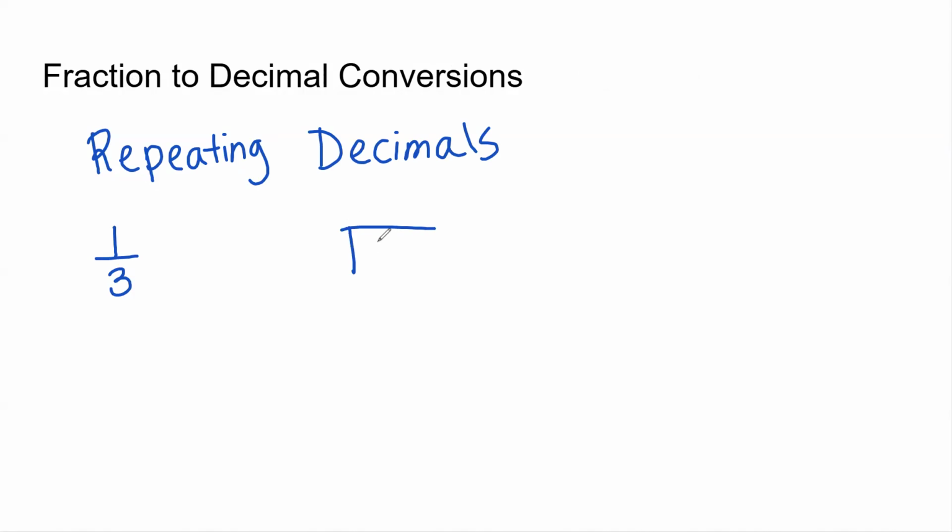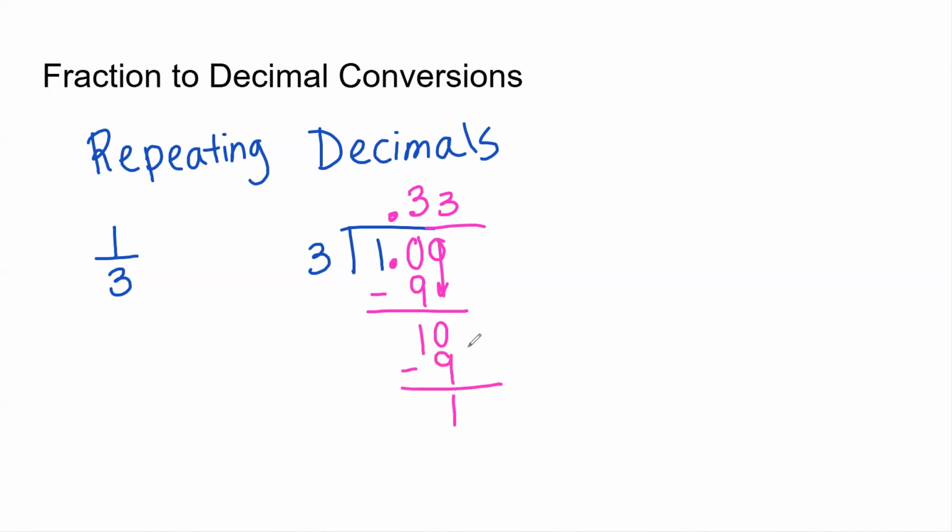So I would use the division. 1 divide 3. Oh, but 3 doesn't go into 1. So I'll put the decimal straight up, put the 0. 3 goes into 10 3 times, which is 9. Subtract. It's 1, 0, down. 3 goes into 10 3 times, which is 9. Subtract. 1, 0, down. You see how it's just going to keep going on and on and on.